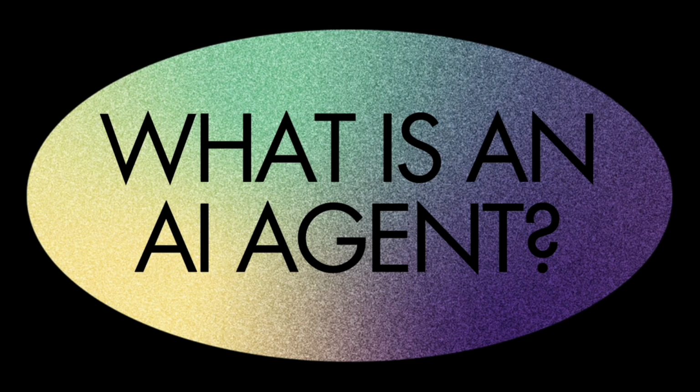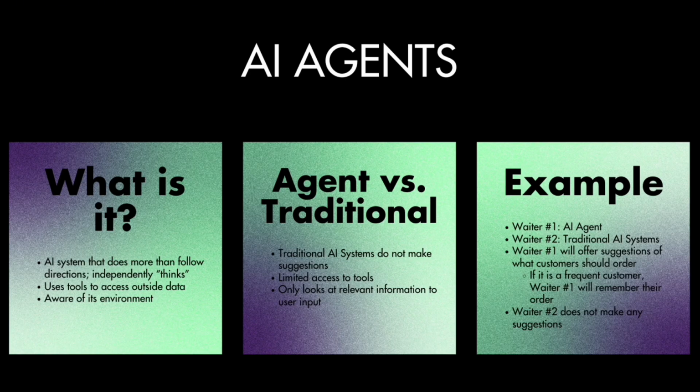Next, we're going to answer the question, what is an AI agent? An artificial intelligence agent is an autonomous AI system that does more than just follow instructions and independently thinks. Additionally, it can access outside data using tools to enhance its responses. They also continue to learn from data from past interactions to improve their performance, and they are aware of their environment and context through the use of tools.